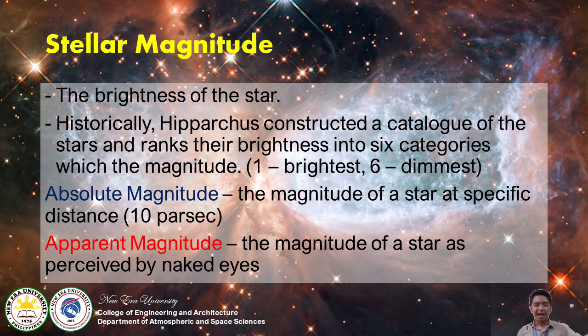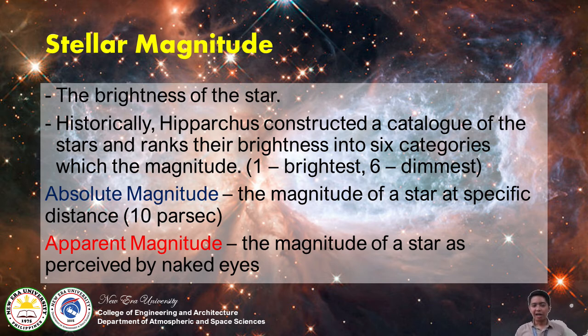Now, how does this magnitude scale form? Okay, so historically, Hipparchus constructed a catalog of the stars and ranked their brightness into 6 categories. Of course, only his eyes were used, naked eyes. Now, that is from 1 as the brightest. Okay, then we have the first magnitude, second magnitude, third magnitude, fourth magnitude, fifth magnitude, and sixth magnitude as the dimmest. Okay, again, this is based on the naked eye observations.